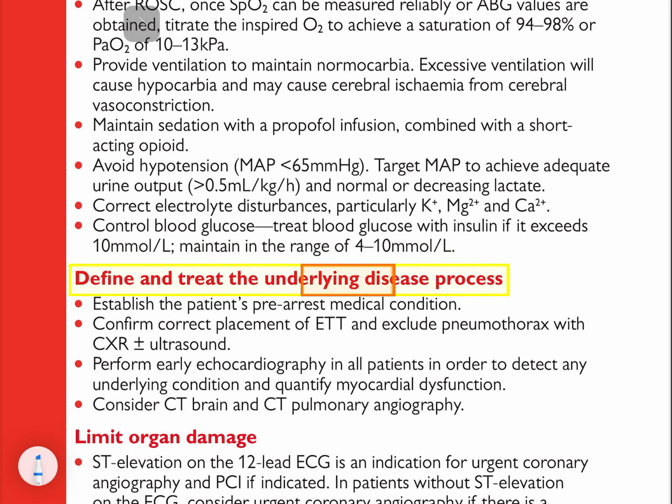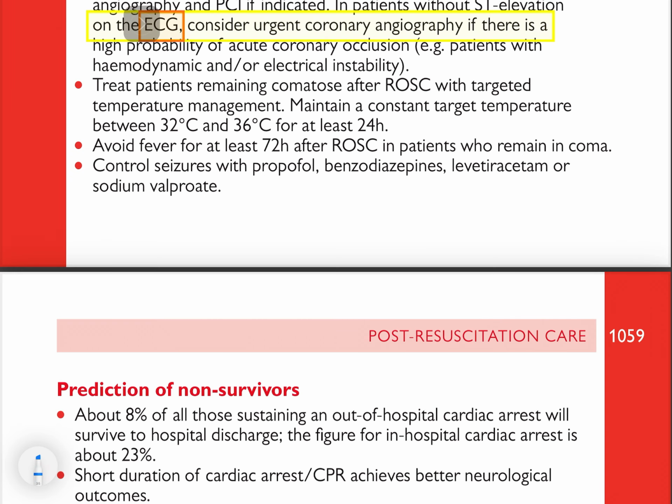Define and treat the underlying disease process. Establish the patient's pre-arrest medical condition. Confirm correct placement of the tracheal tube and exclude pneumothorax with CXR plus or minus ultrasound. Perform early echocardiography in all patients in order to detect any underlying condition and quantify myocardial dysfunction. Consider CT brain and CT pulmonary angiography. Limit organ damage. ST elevation on the 12-lead ECG is an indication for urgent coronary angiography and PCI if indicated. In patients without ST elevation on the ECG, consider urgent coronary angiography if there is a high probability of acute coronary occlusion, e.g., patients with hemodynamic and/or electrical instability.